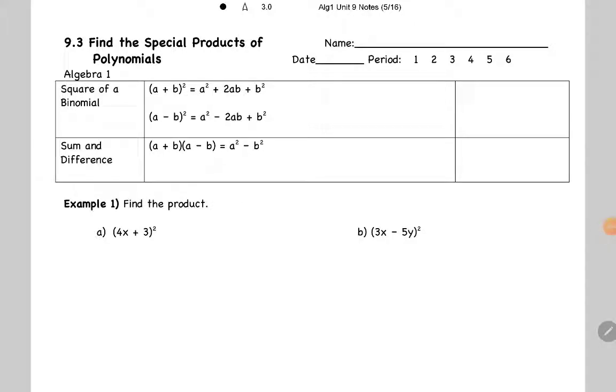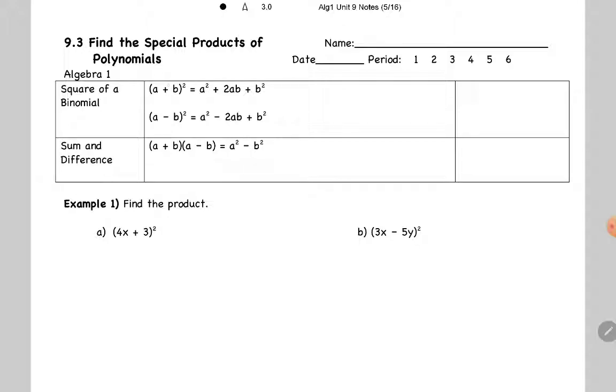In Algebra 1, we're looking at special products of polynomials. So let's look at these formulas here. If we have (a plus b) quantity squared, like example 1 here, then it's going to equal this formula here, a squared plus 2ab plus b squared. So where does this come from?